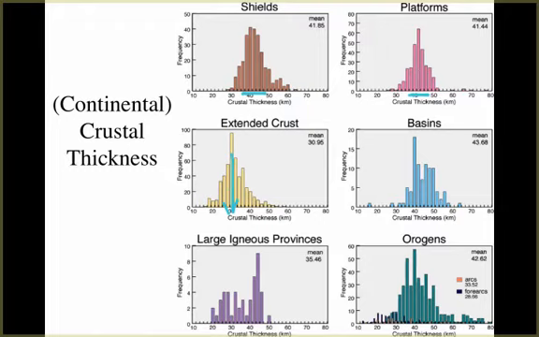Basins are variable, somewhere between 40 and 50 kilometers thick. Large igneous provinces are also variable, and can be quite thin, in fact, from 20 to about 45 kilometers thick. And then orogens are extremely variable. If you're including mountain belts like the Andes and the Himalaya, you'll have crustal thicknesses somewhere around 70, even up to 80 kilometers thick. And then they range from 30 to 60 kilometers in more average orogens.